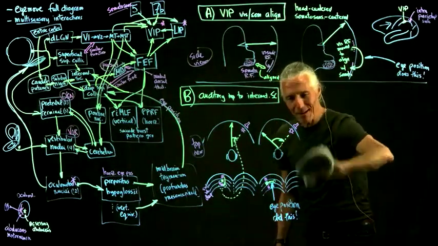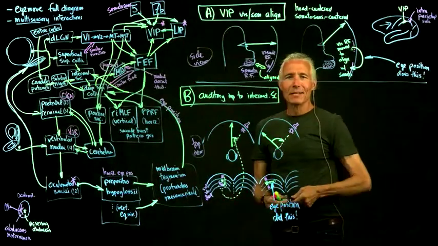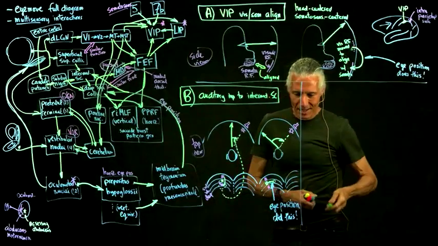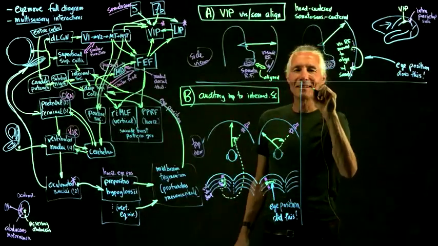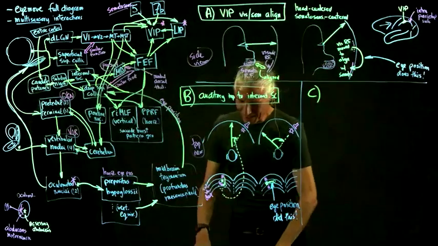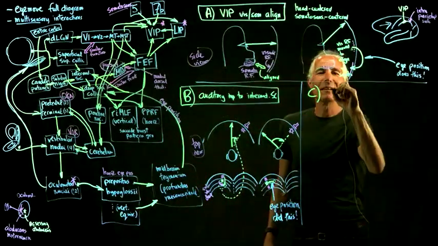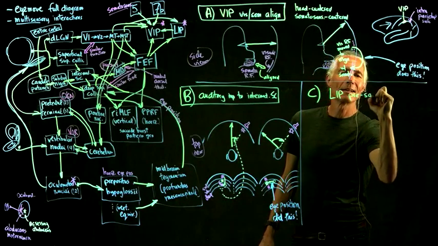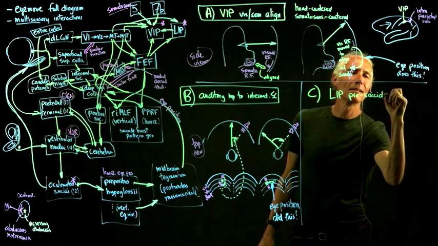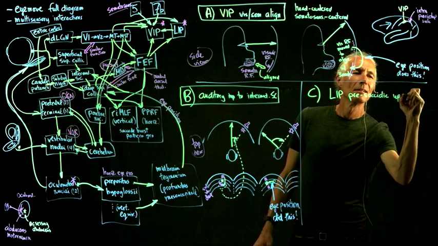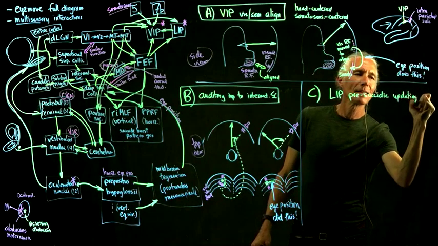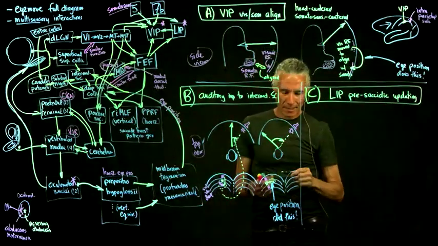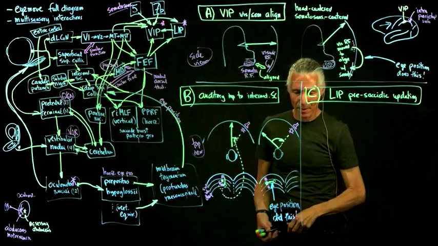Okay, so there's just one final after-dinner mint. So this is number C, my final. This is LIP pre-saccadic updating. And this doesn't just occur in LIP, it actually occurs in many areas. They've looked at it mainly in LIP.